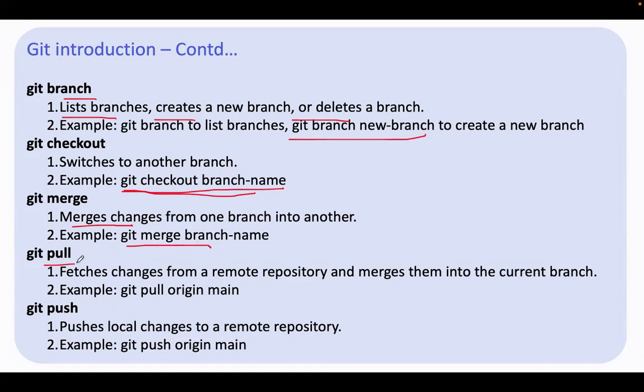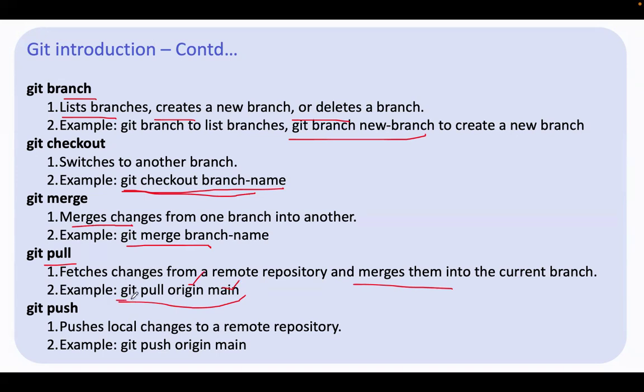So git pull fetches changes from the remote repository and merges them to the current branch. It fetches and merges with the current local branch. So git pull origin main, or simply do a git pull. It will go to the origin and then find out which is the current branch that is being used.